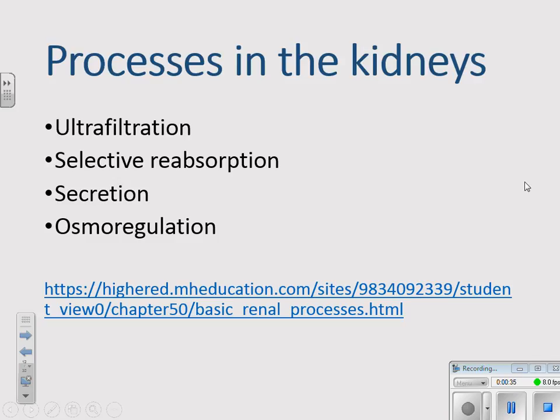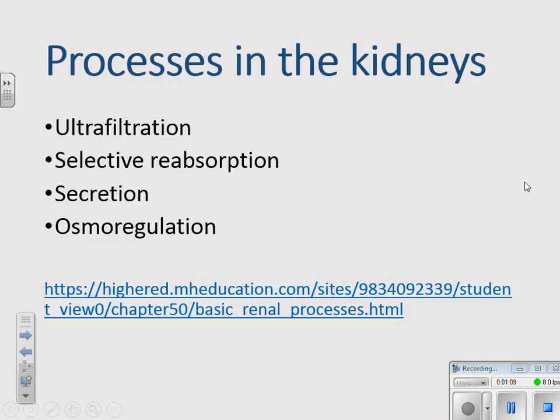It's useful. And we've got these 4 processes. Ultrafiltration we're going to concentrate on first. And that's what's going on in Bowman's capsule and the glomerulus. Selective reabsorption comes further along, because what happens in ultrafiltration is you get so much stuff squeezed out of the blood. It includes a lot of useful things like glucose and water and certain ions. And so they actually have to be taken back up.